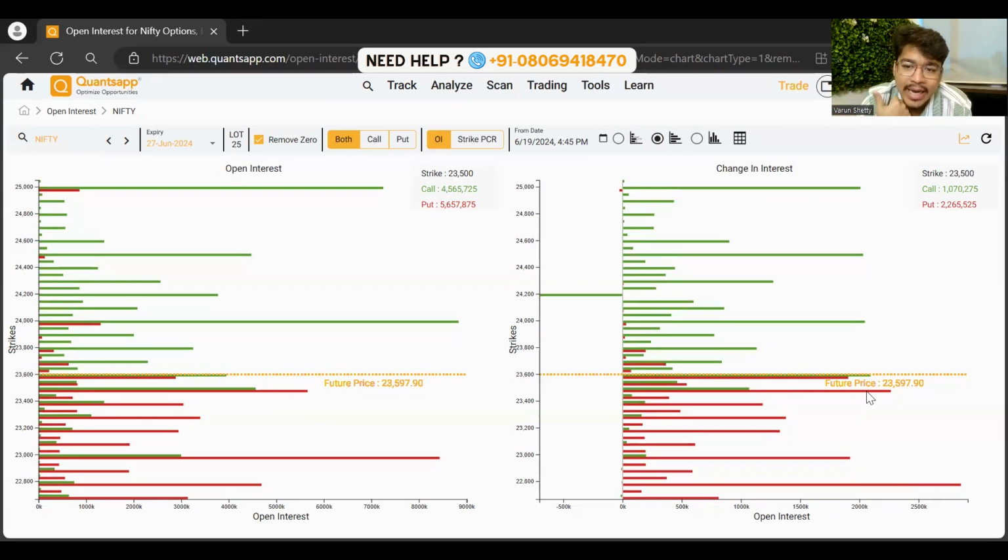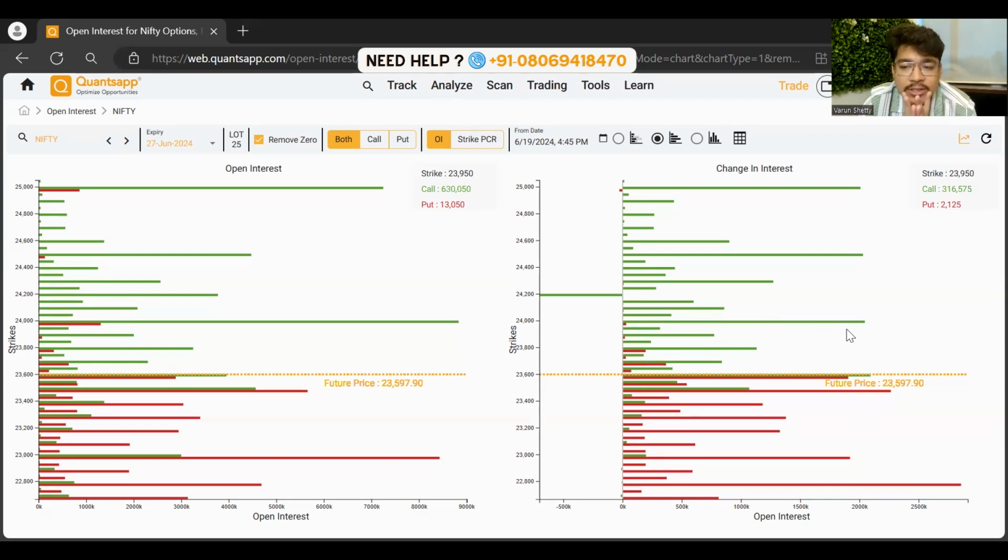So tomorrow, what I am expecting is the market to fall slightly, and then based on data, it should reverse from 23,500, and then it should reach till 24,000. So that is my expectation. In the next 7 days at least, the market should reach till 24,000. That is what the data is suggesting to me.